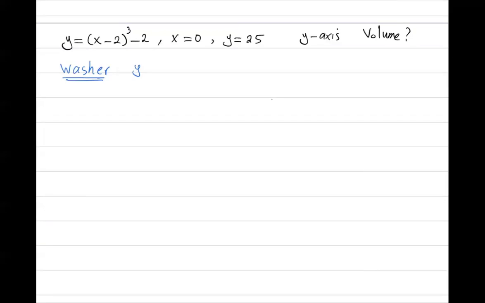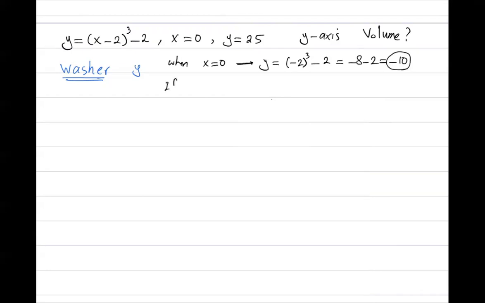So if you plug in 2 here, your y becomes -2. If you plug in 0, you get -8 minus 2, which becomes -10. Okay, this has a very interesting behavior. And when you set y equals 25, you can find the intersection between them. So when x is equal to 0, my y becomes (-2) to the power 3 minus 2, or -8 minus 2, or -10.